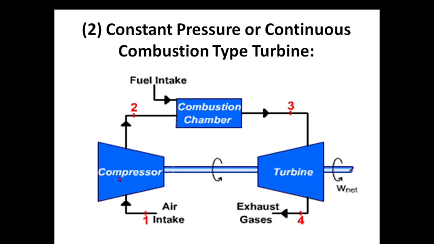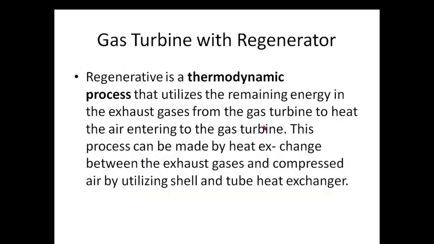This turbine is connected with the compressor because the compressor needs energy to run itself. So of the power produced by the turbine, a part is utilized by the compressor to work. Okay, so this is the constant pressure gas turbine. Here the combustion process takes place at constant pressure.